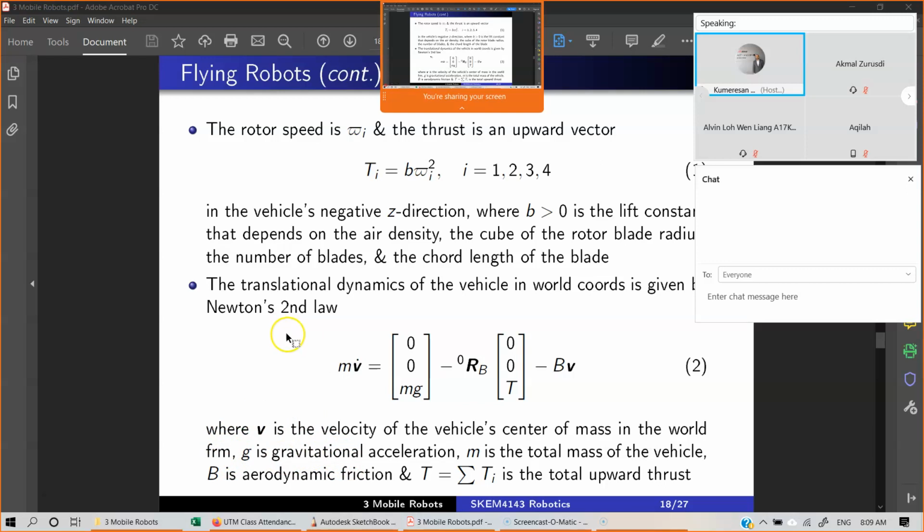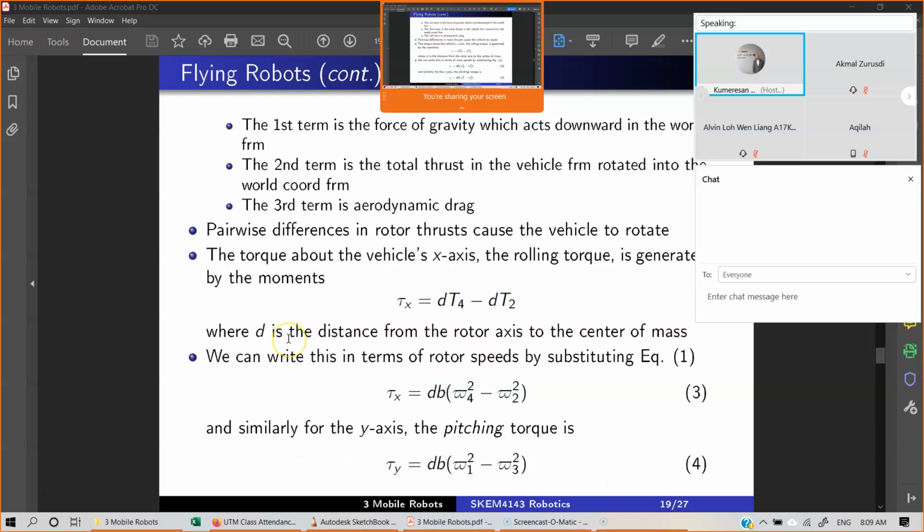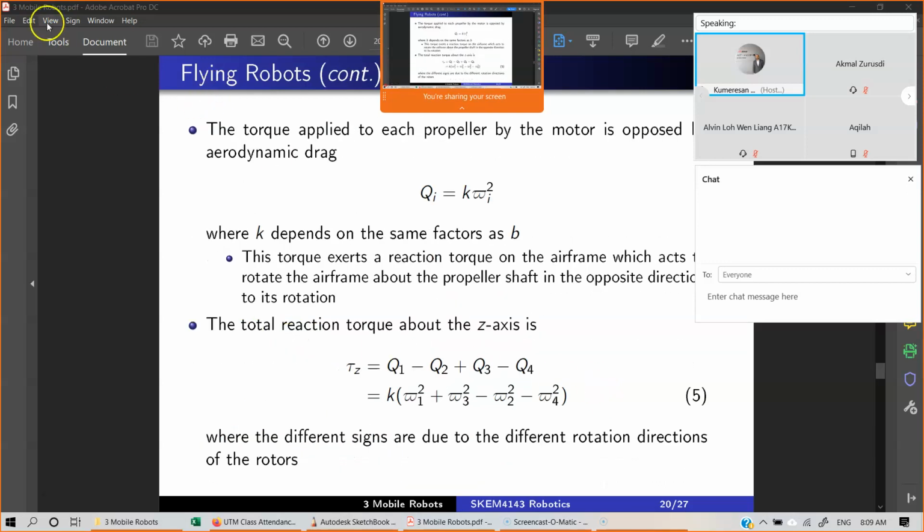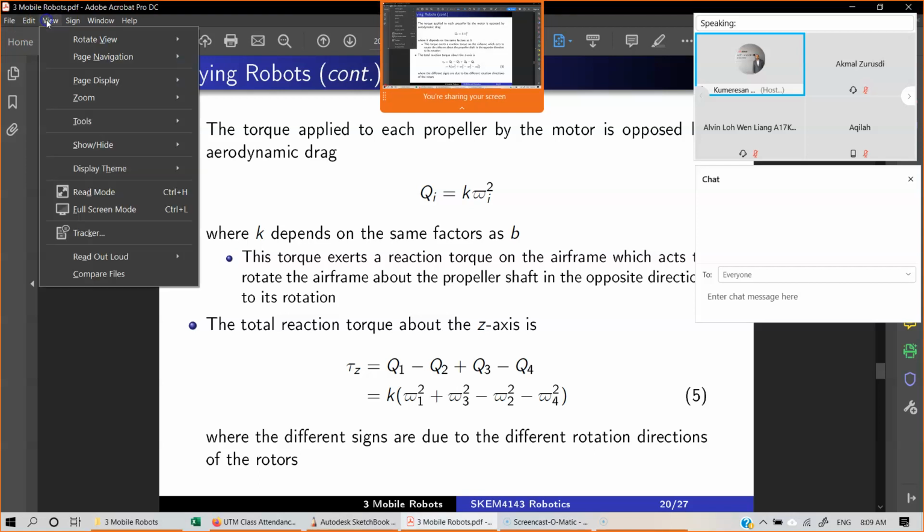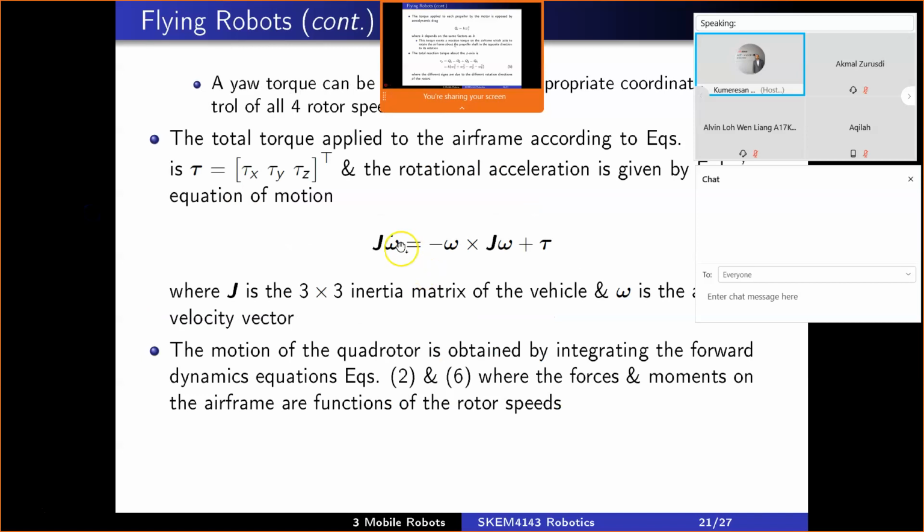Okay, so this is the translation dynamics, and the other one is the rotational dynamics. So this equation, right? This is the rotational dynamics. This governs the rotational motion of a rigid body, or our quad rotor in this case.